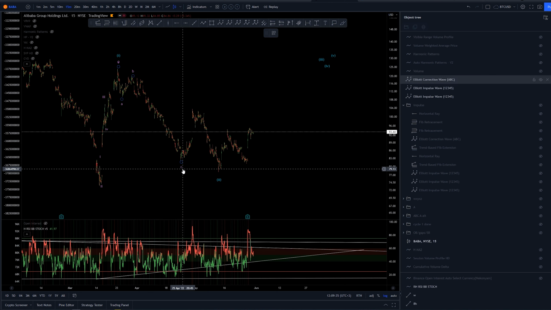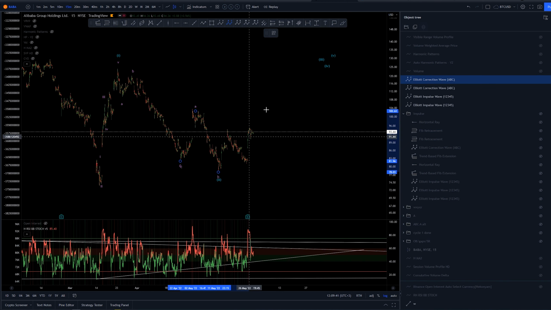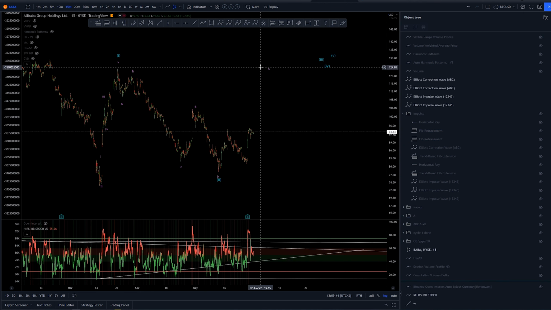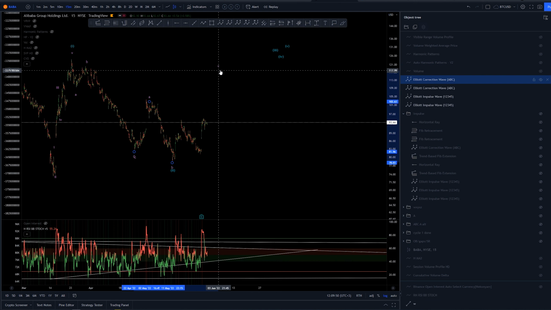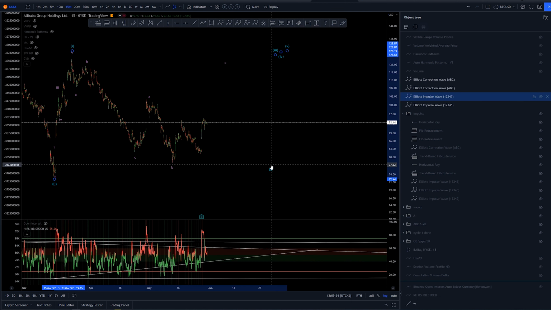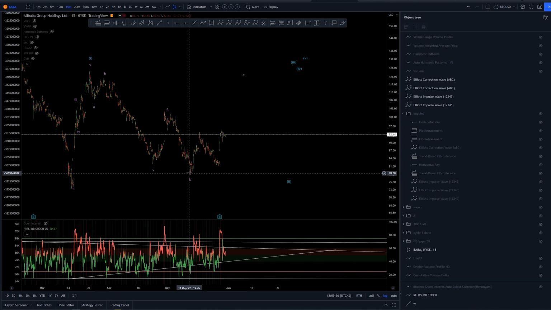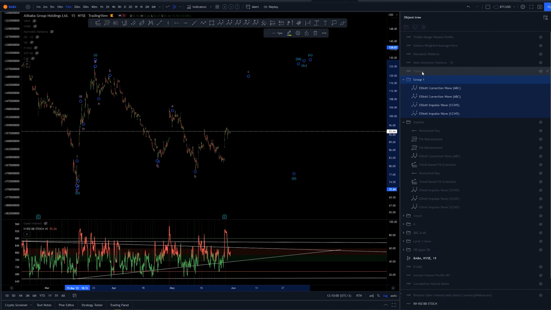3-wave structure, and then we would possibly have another start for another 3-wave structure, having an A, B, and C, creating a flat pattern here. And then we would have another 3-wave structure or 5-wave structure, depending on how high this C wave comes to. So wave 2 would take a bit longer than here. Now, this is the bullish scenario.